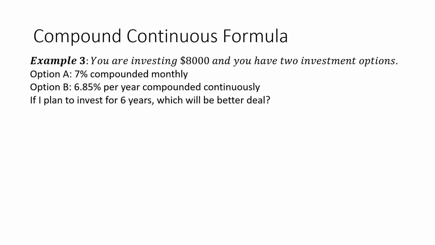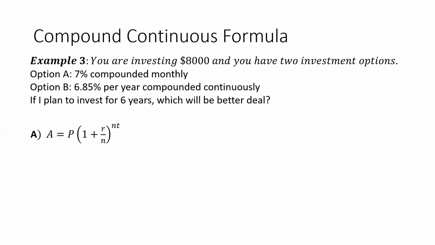And sometimes, especially in this course, maybe more than other courses, which is a better deal can be slightly subjective. We'll see more of that later on. But in this case, it's pretty objective. I'm going to calculate both of them, and one of them is going to make more money than the other. So the first one, it's compounded monthly.